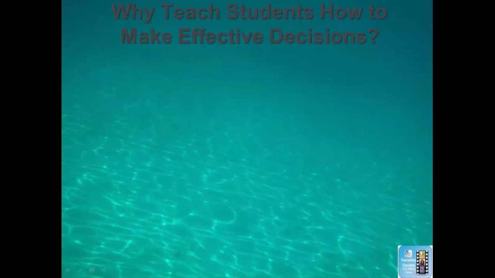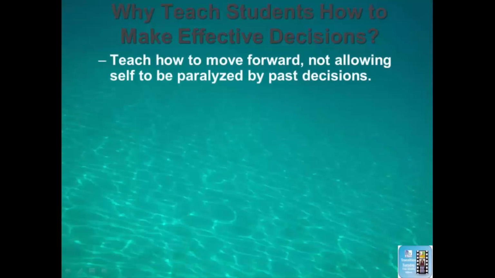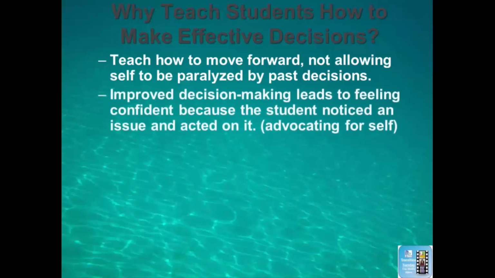Why should we as educators teach students how to make effective decisions? Well, making effective decisions is similar to any other skill. Students need instructions and guidance on learning how to make effective decisions. Teaching this skill shows the student how to move forward and not be paralyzed by past decisions. Also, improved decision-making leads to feeling confident because the student noticed an issue and acted on it. This is part of learning to advocate for self.